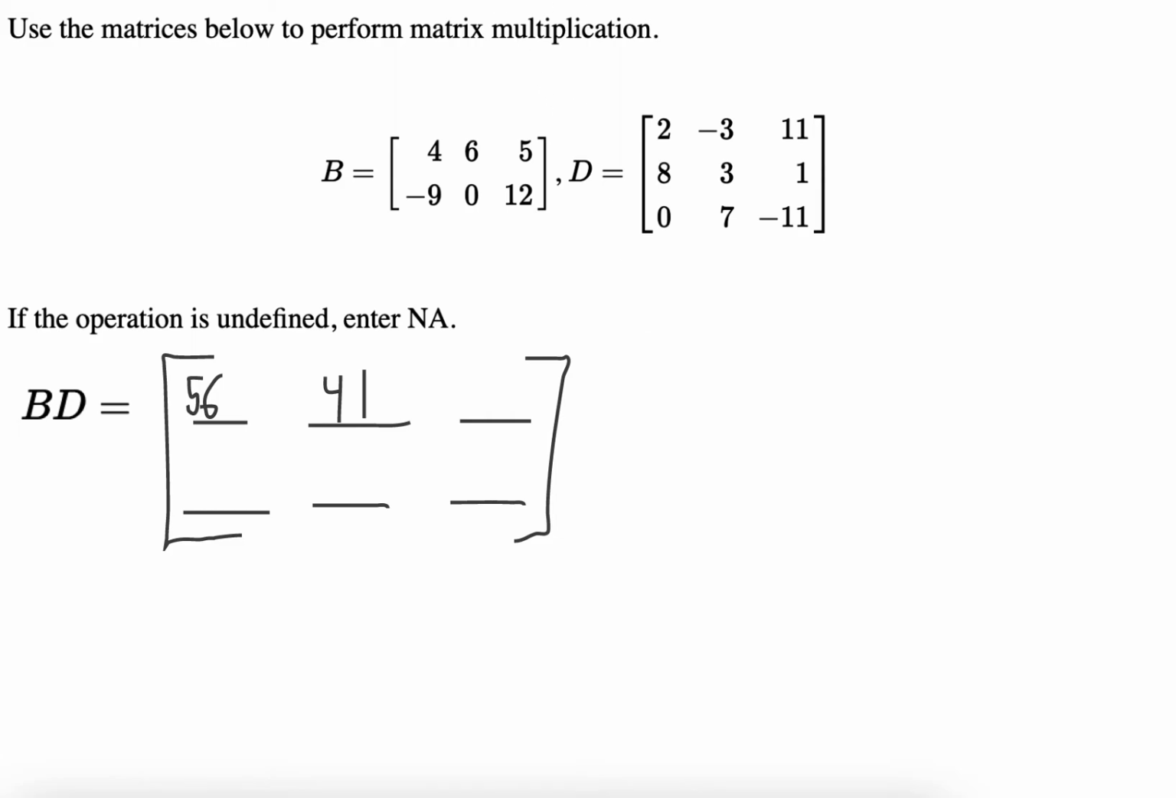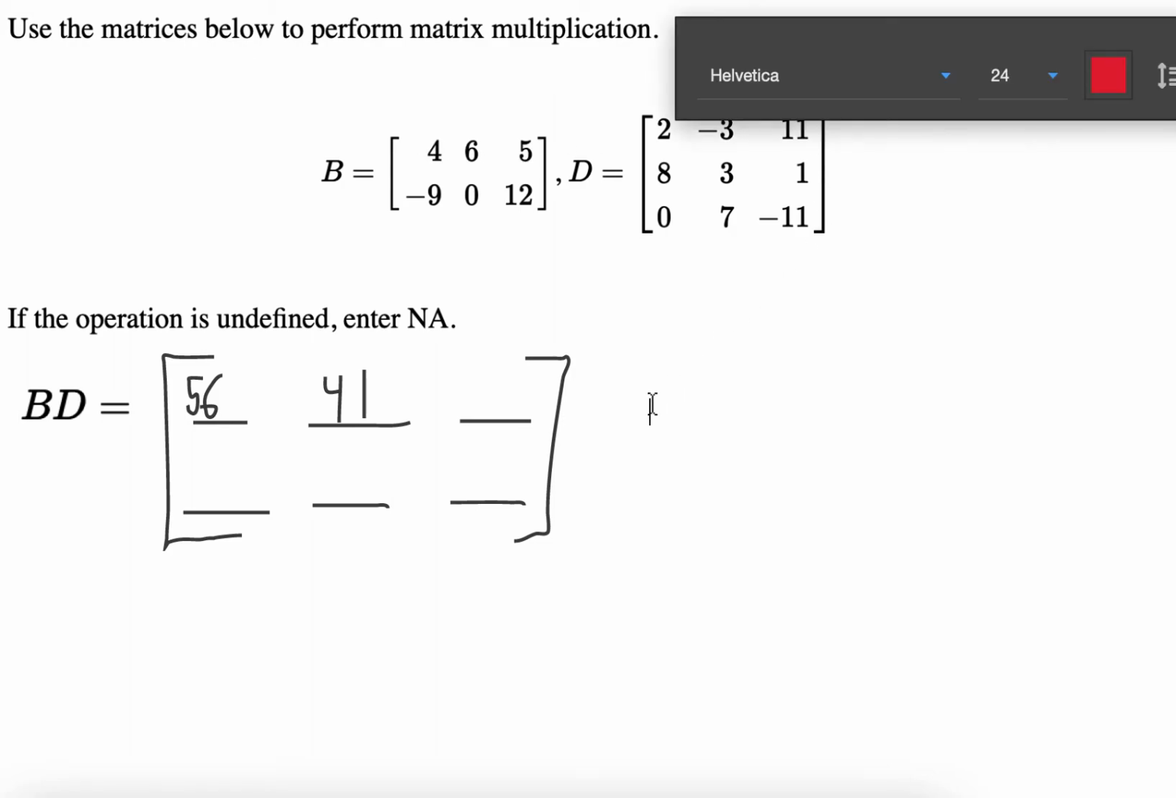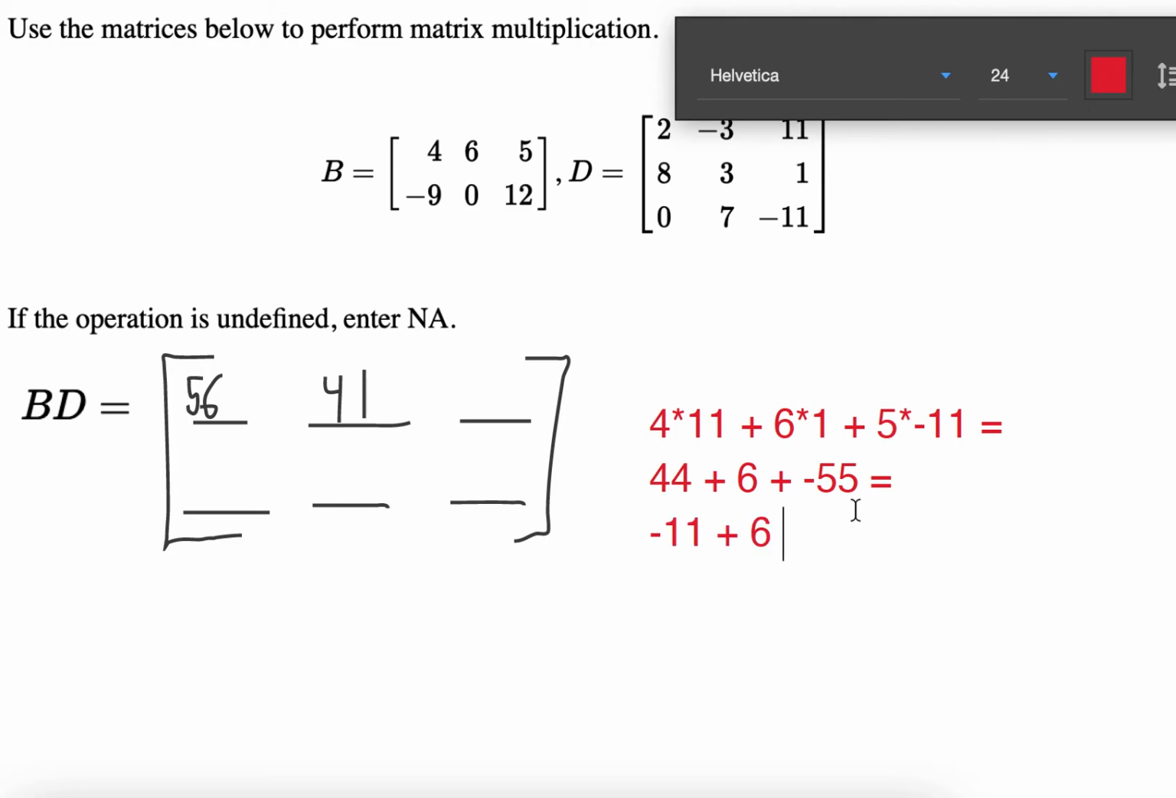And for the last in the first row, this is first row, third column, so we use the first row and the third column. So that's 4 times 11, 6 times 1, and then 5 times -11. So we got 44 plus 6 plus -55. So I'm going to do 44 plus -55 first, and then -11 plus 6 makes -5. There we go. That's nice.